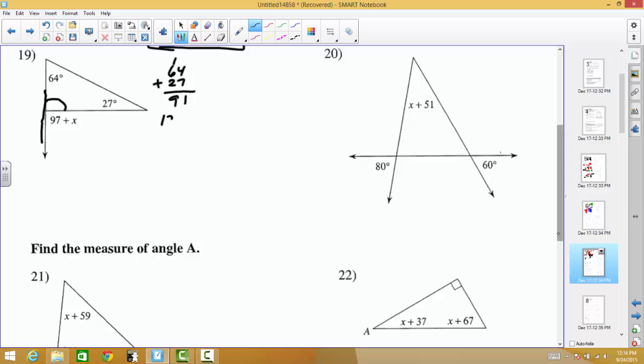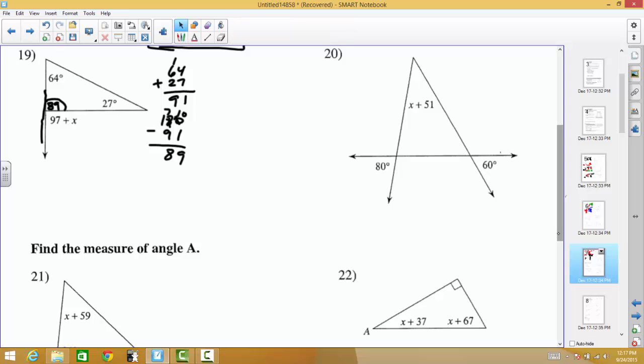So 180 minus 91. 180 minus 90 is 90. So if you're subtracting 91, you would have 89. You can also go ahead and borrow 10 minus 1 is 9, and then you would do 17 minus 9, which is 8. Okay, so this is 89.